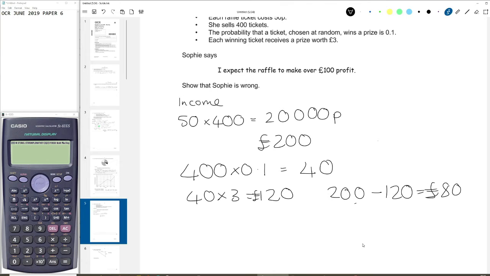So the final answer would be expected profit is £80, not £100.